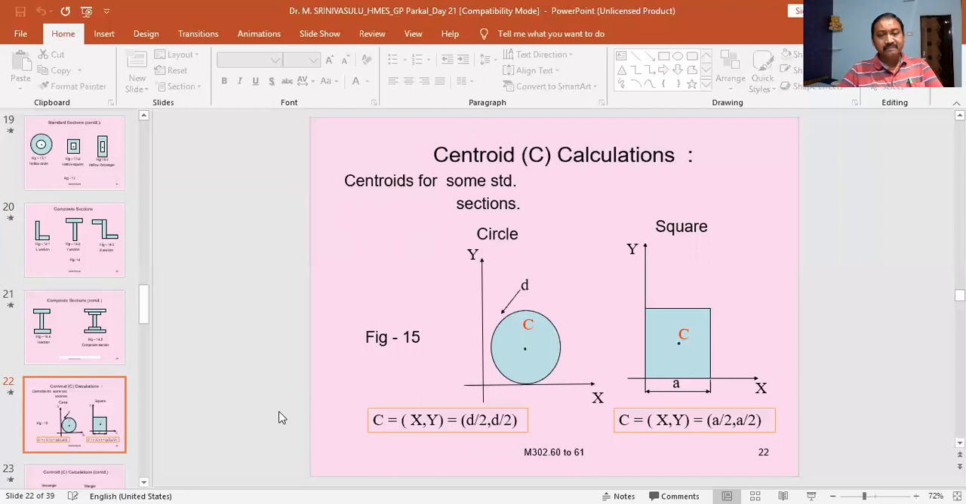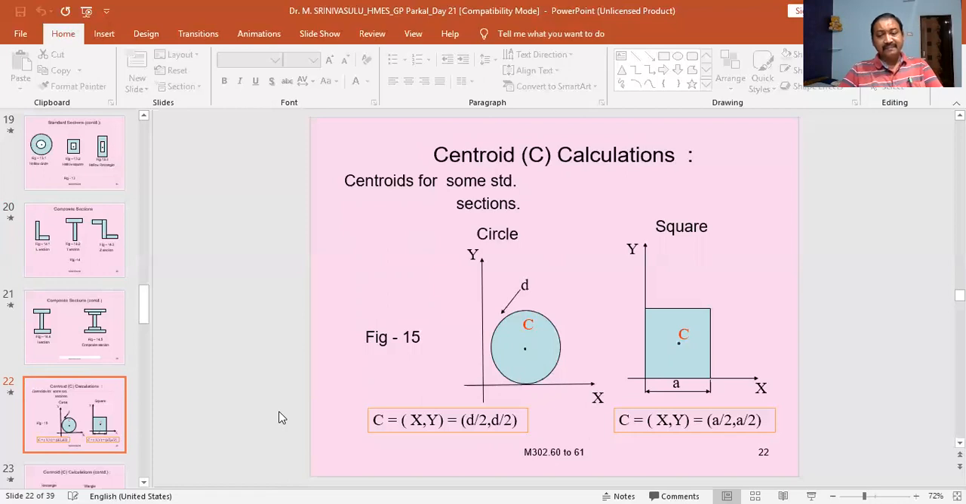So we know that for the circle, the centroid is acting at the midpoint, that is nothing but the point of intersection of the diagonals. So it is the center point.